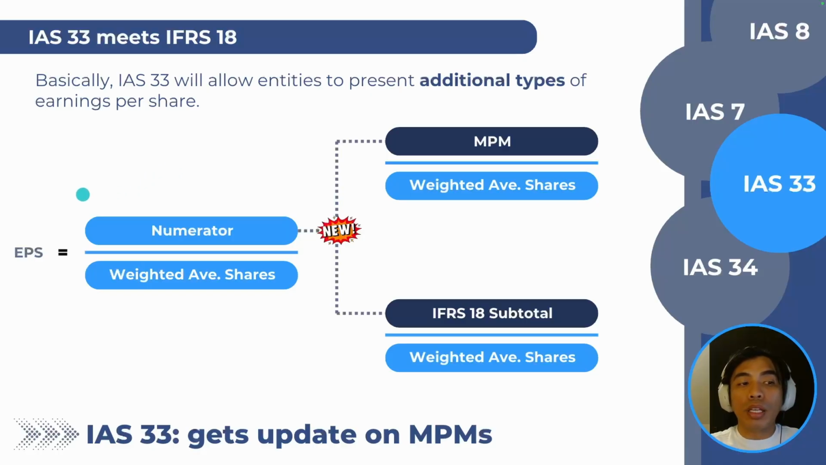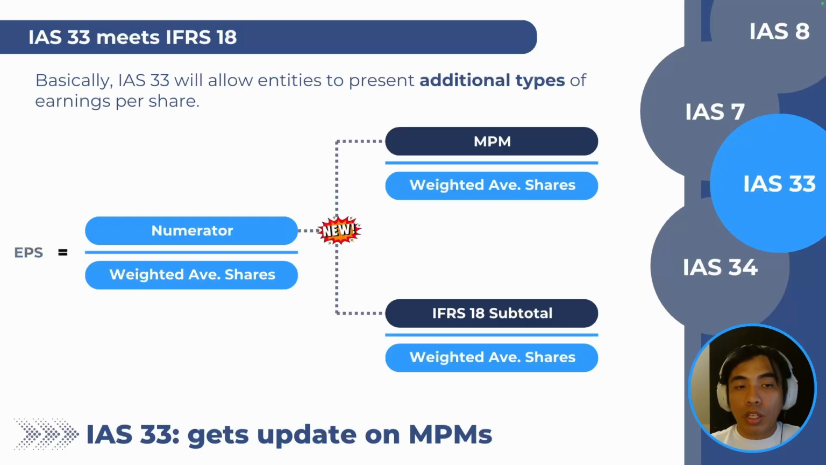share, because before, earnings per share is mainly based on net income over weighted average shares, whether it's basic or diluted. But now you have the freedom of using MPMs or IFRS 18 subtotals, like operating income, to compute EPS. But that is not a general freedom, so it should be based on an MPM or an IFRS 18 subtotal. So IFRS 18 brings clarity and control to how entities present additional earnings per share figures, especially when they are not based on the standard net income.